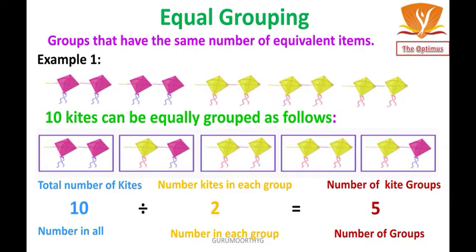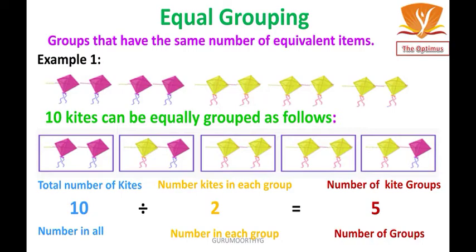Equal grouping is nothing but finding out the number of groups. But in equal sharing, we want to find out the number in each group. That means the number of items or things in each group.